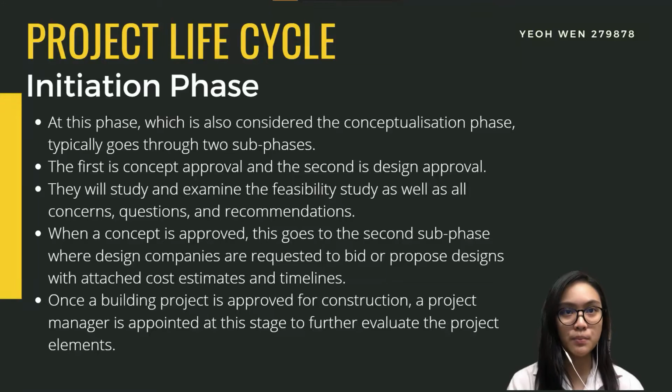When a concept is approved, this goes to the second sub-phase where design companies are requested to bid or propose designs with attached cost estimations and timeline. This gives a more detailed look at whether the project is really feasible or not. Once a building project is approved for construction, a project manager is appointed at this stage to further evaluate the project elements. The project manager will then prepare a project initiation document before moving to the next stage.